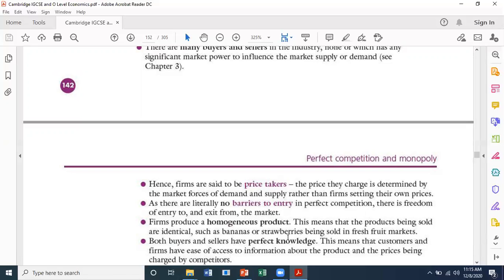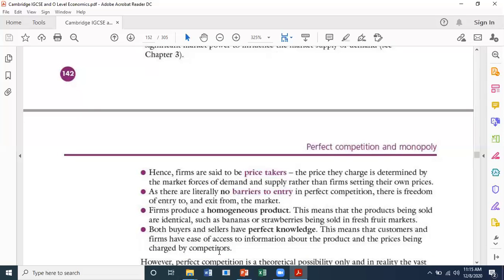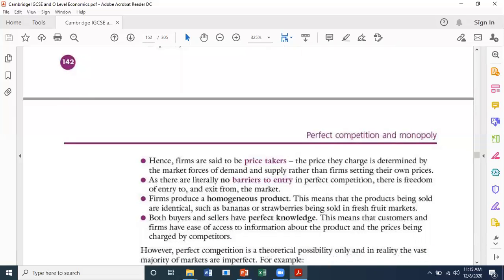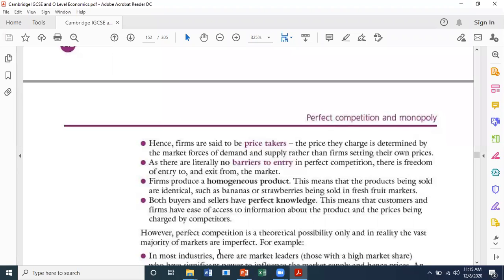Both buyers and sellers have perfect knowledge. This means that customers and firms have ease of access to information about the product and the prices being charged by a competitor. So these are the characteristics of perfect competition, and especially the last one, perfect knowledge. If we Google, we have all the prices of the product. So both buyers and sellers have perfect knowledge.